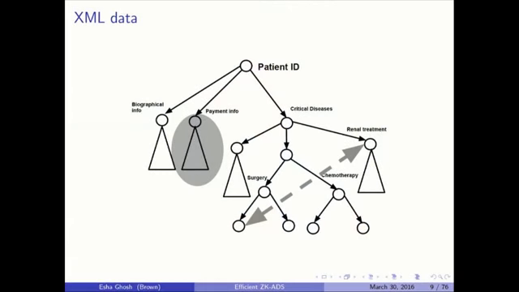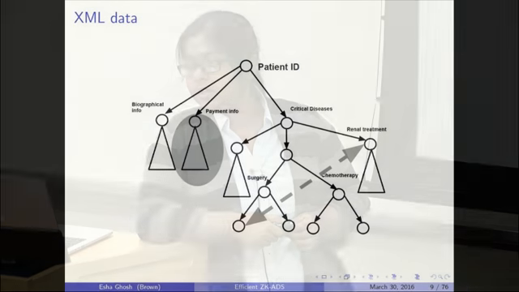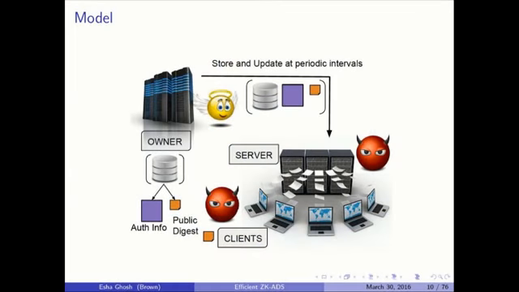And finally, this is another example where XML data is stored as directed trees. So, for patient health records, for example, the insurance company might have access to certain portions of the tree, and to prove integrity, you should not reveal anything beyond the subtree to which it has access. These are some motivating examples. So, these scenarios motivate the following model.